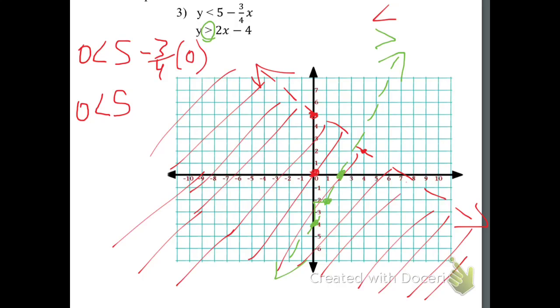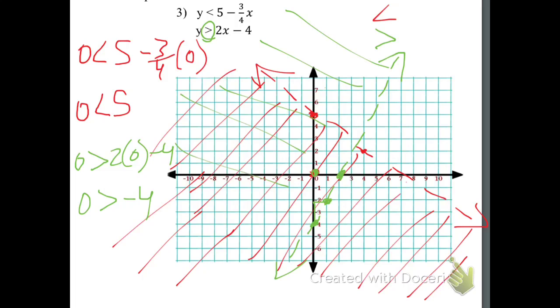Okay, we need to decide which side gets shaded. So I'm going to test again the point 0, 0, which is the upper left side of my green line. And I'm going to plug that in. Is 0 greater than 2 times 0 minus 4? Well, 2 times 0 is 0, minus 4, that gives you negative 4. Is 0 greater than negative 4? That is true. So we're going to shade this side of the green line, the upper left side.